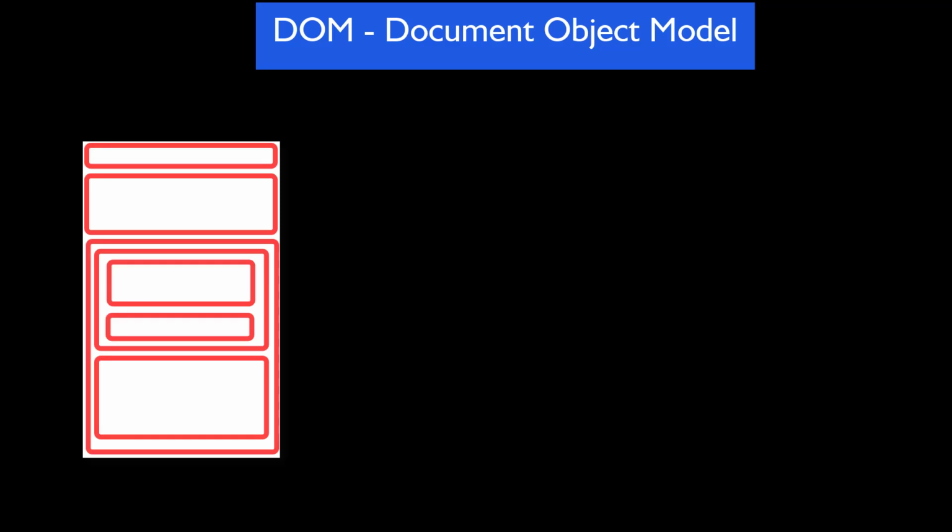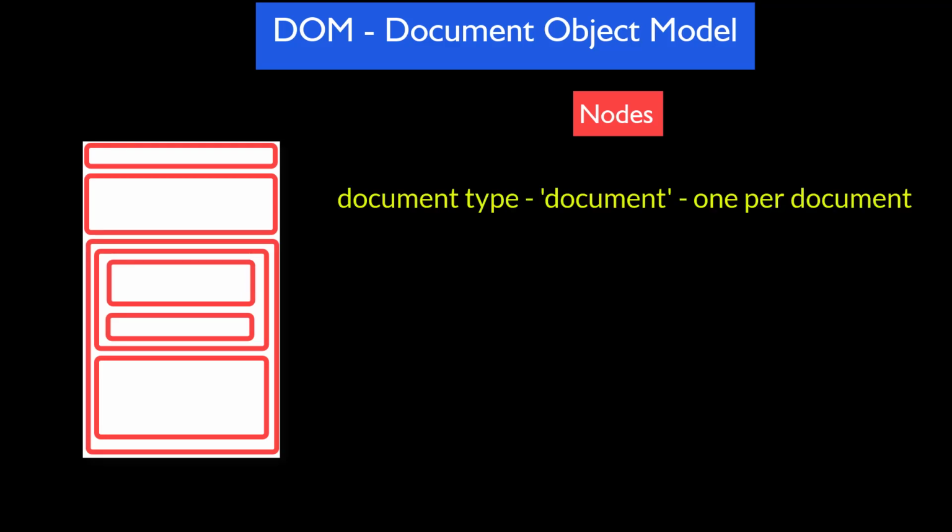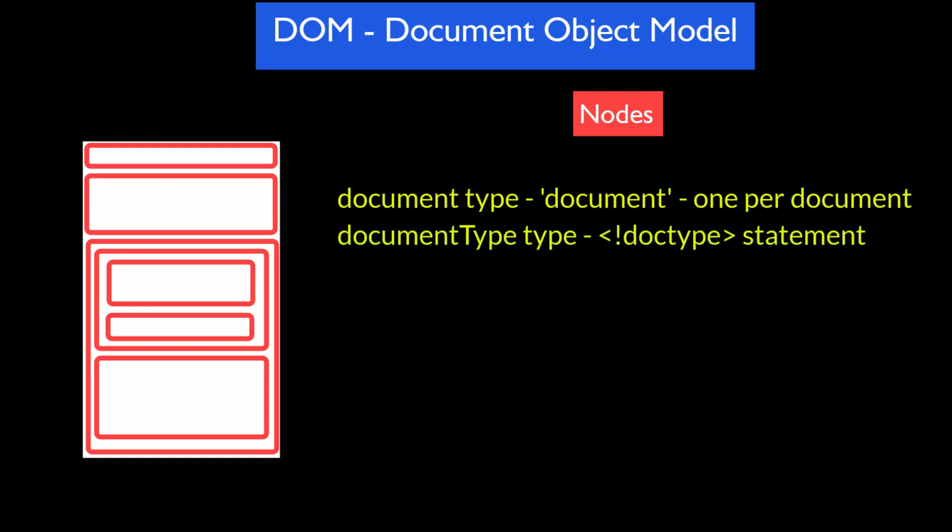Documents can be broken down into pieces or parts called nodes. The DOM standard recognizes 7 types of nodes, but we only care about these. The document type node, specified as the reserved word document, represents the whole HTML file, and there is exactly one per document. The document type node, specified as the doctype statement, there's only one per document. A comment type node, identified by less than, exclamation point, dash dash, and ending with dash dash, greater than. There may be 0 or more of these in a document.